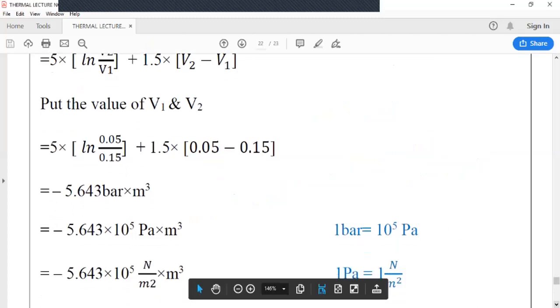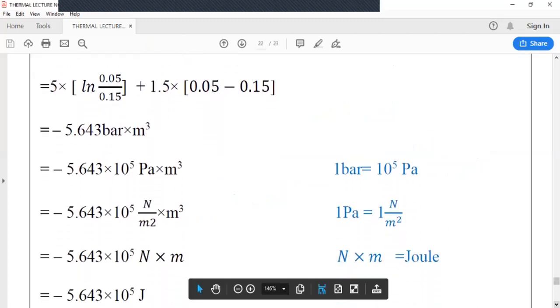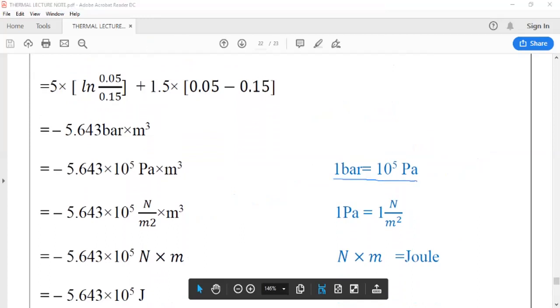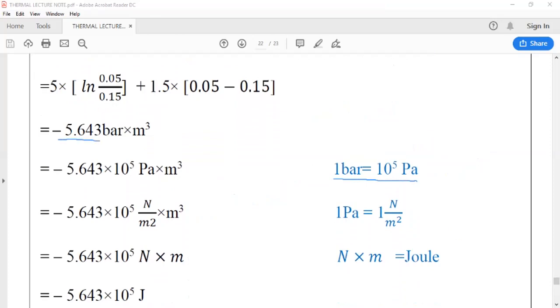Then we know that 1 bar is equal to 10 to the power 5 Pascal. Then minus 5.643 bar is equal to minus 5.643 into 10 to the power 5 Pascal into 10 to the power 3. Also we know that 1 Pascal is equal to 1 Newton per meter square. So minus 5.643 into 10 to the 5 Pascal is equal to this much Newton per meter square into meter cube. So meter square and meter cube will cancel. What is left? Newton into meter. So minus 5.643 into 10 to the 5 Newton into meter.